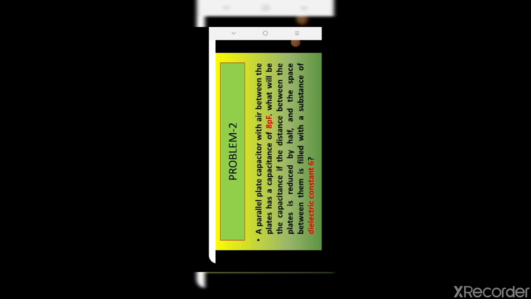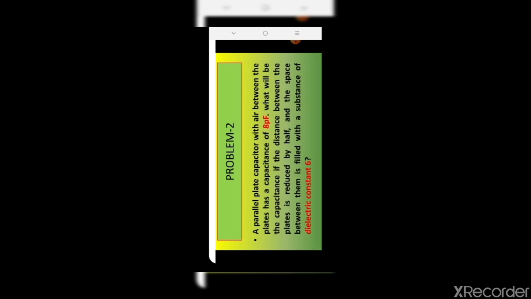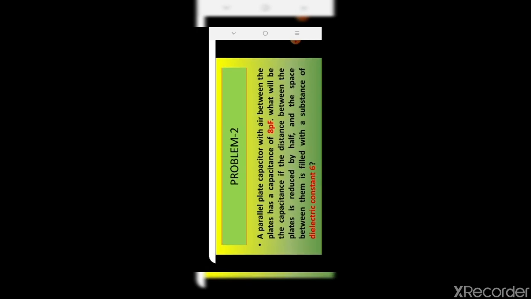Now the second problem. A parallel plate capacitor with air between the plates has a capacitance of 8 picofarad. What will be the capacitance if the distance between the plates is reduced by half? Now the distance between the plates is reduced by half and the space between them is filled with a substance of dielectric constant 6.